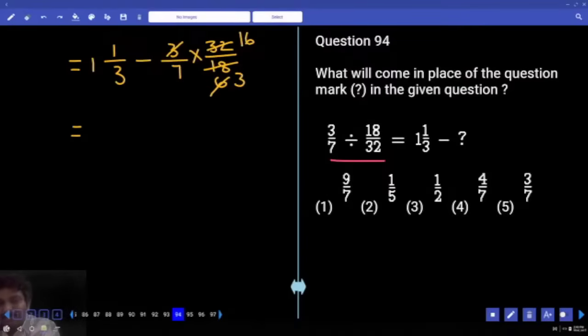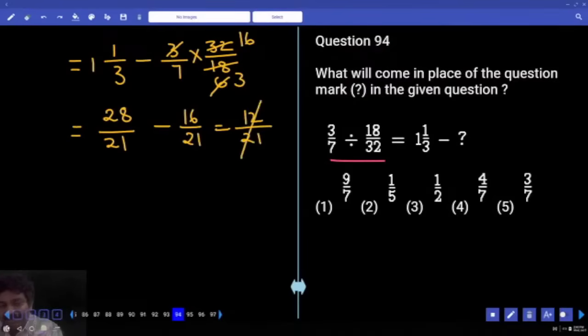1 by 3 in the sense 4 by 3. What is here the other number? 16 by 20. We need to have 21 in the denominator, right? But if you convert this, you are getting 4 by 3. I want denominator 21, so 3 should be multiplied with 7. The numerator also should be multiplied with 7. 4 into 7, 28, minus 16, 12 by 21. Cancellation with 3, 4 by 7, third option.